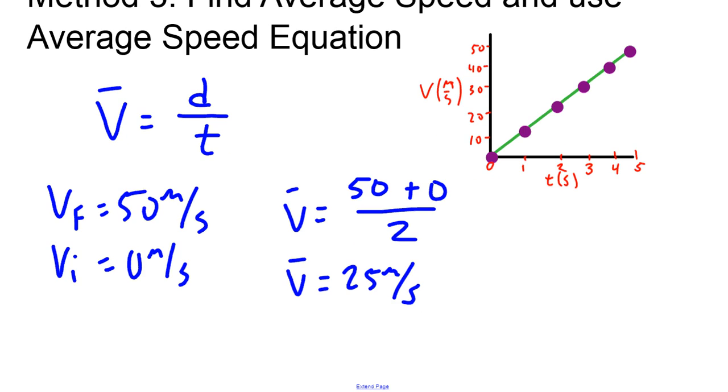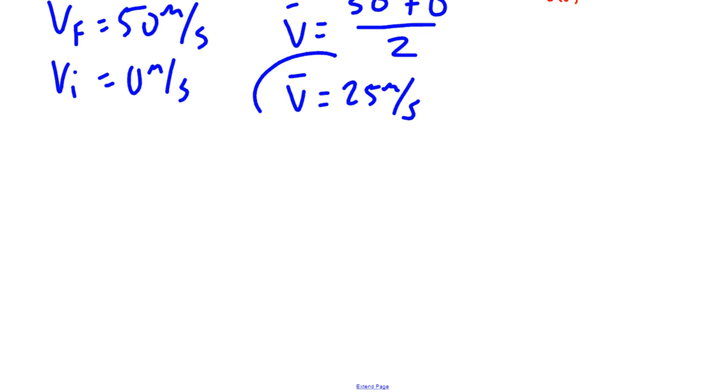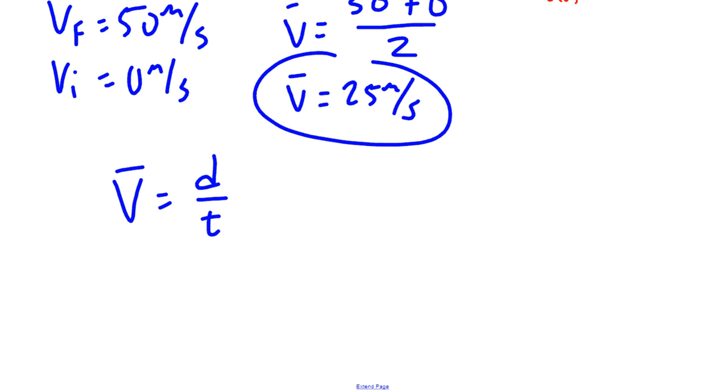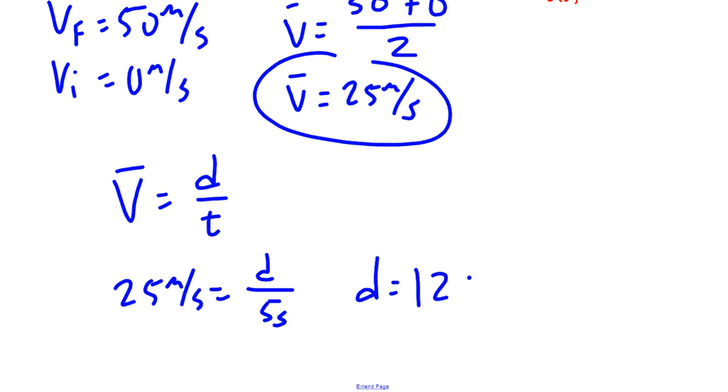Now, when we use the average speed equation, we go ahead and use this as our average speed. So we write the equation down, v bar equals d over t. We plug in 25 meters per second equals distance divided by the time, which was 5 seconds. And then again, cross-multiplying, we see that the distance again comes out to be 125 meters.